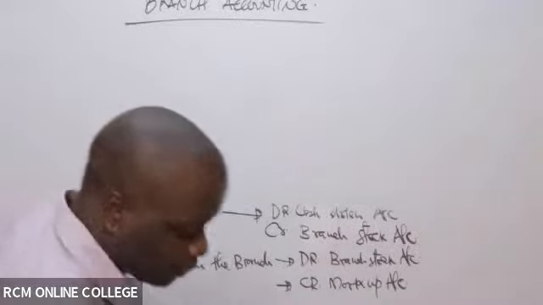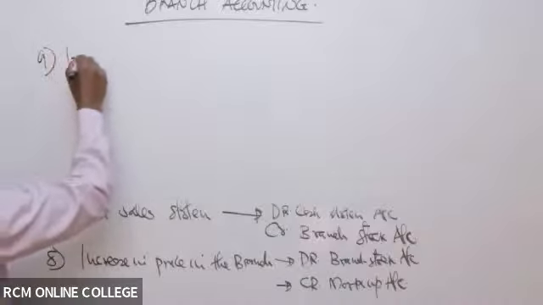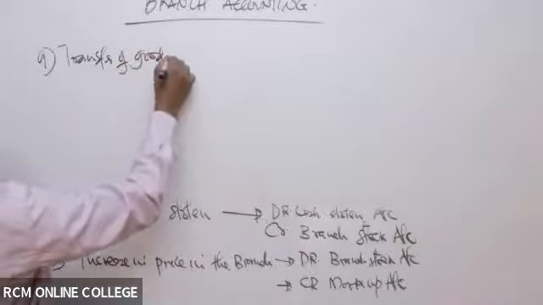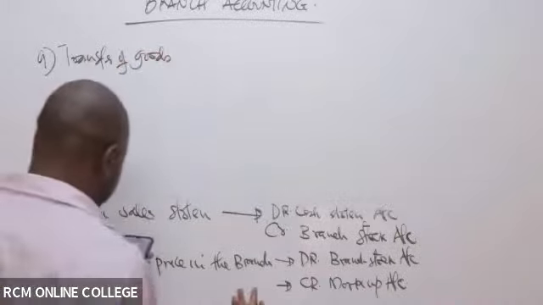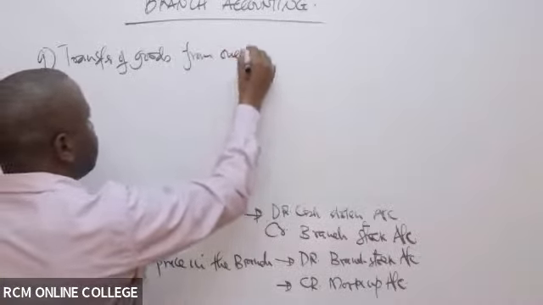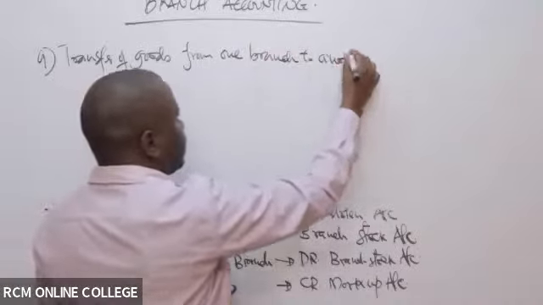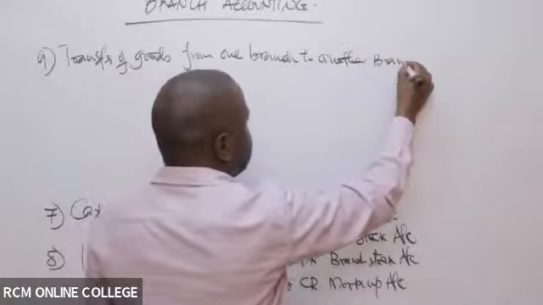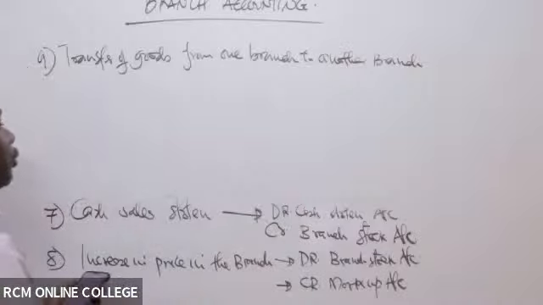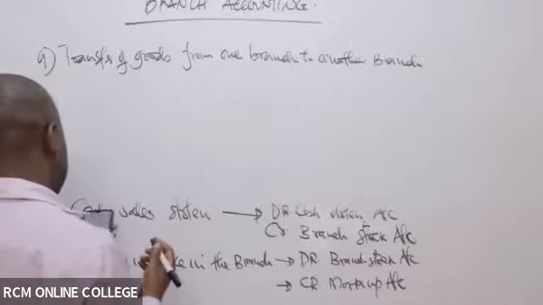So in this case, the last journal entry: if there's a transfer of goods from one branch to another branch. Remember, it is not from the head office to the branch or the branch to the head office. But now these are branches between themselves. They're transferring goods amongst themselves.